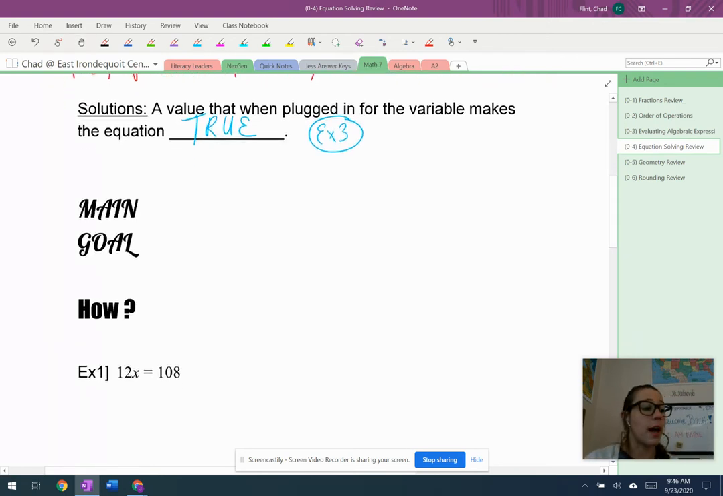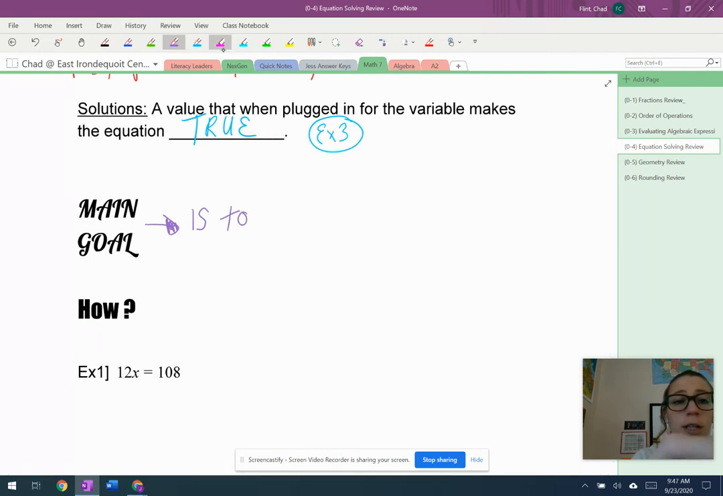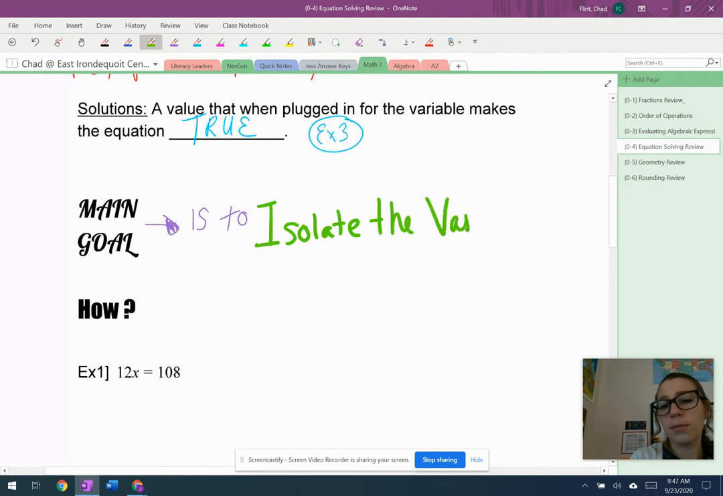So you'll hear me ask a lot. I'll probably ask this about 18,000 times this school year. But I'm going to ask you often what the main goal of equation solving is. And I even asked my kids in algebra this. The main goal of equation solving, and this is a buzzword, is to isolate the variable. Keeping in mind that when I say variable, that just means that letter, x, y, whatever that variable is.